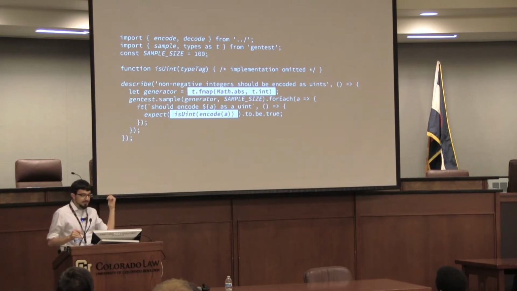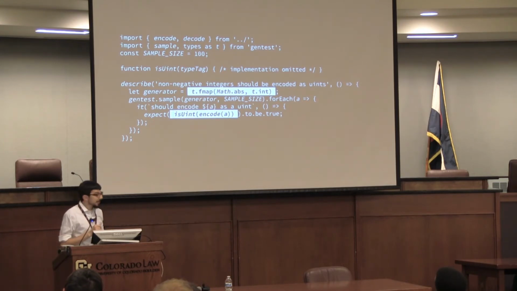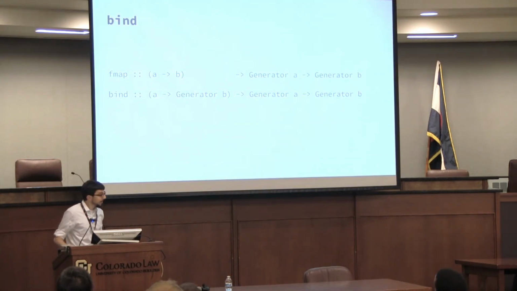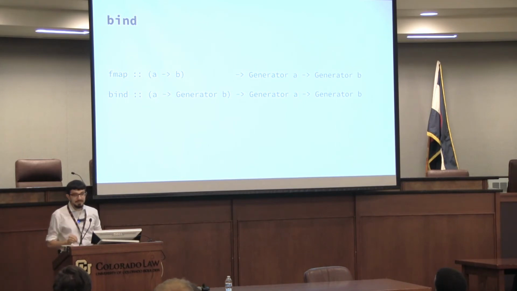So back in our tests, we use SMap here on the integer generator to generate only positive integers. We're SMapping the math absolute value function. And our assertion is that our serializer is encoding them as uints. But the non-empty array generator that we saw with such that can't be constructed using SMap alone. We need something more powerful for that, and that's why we have bind.